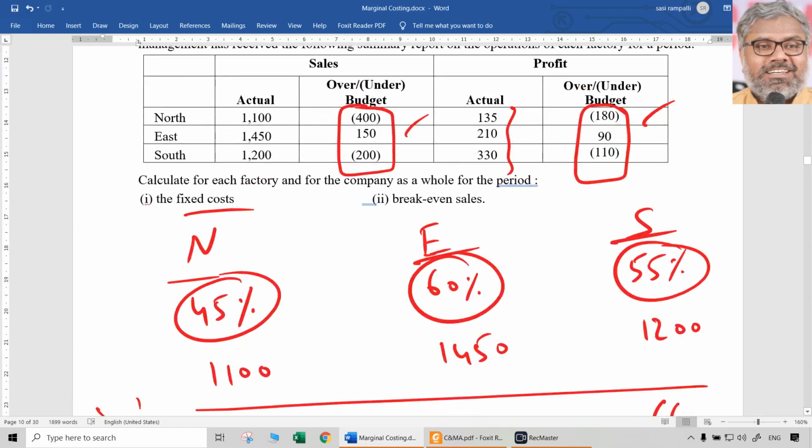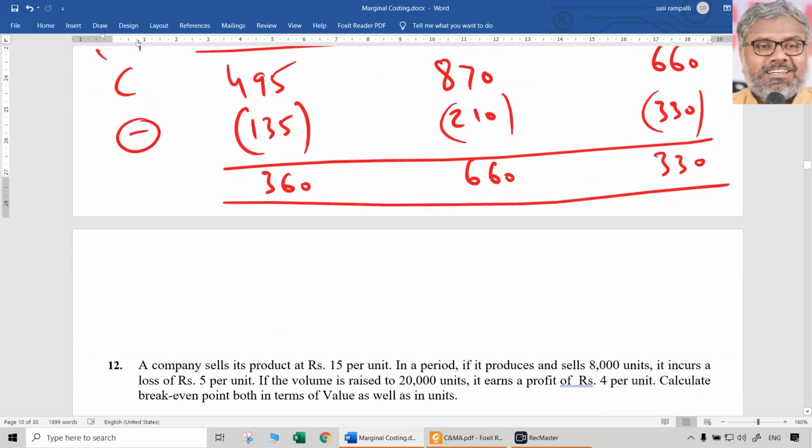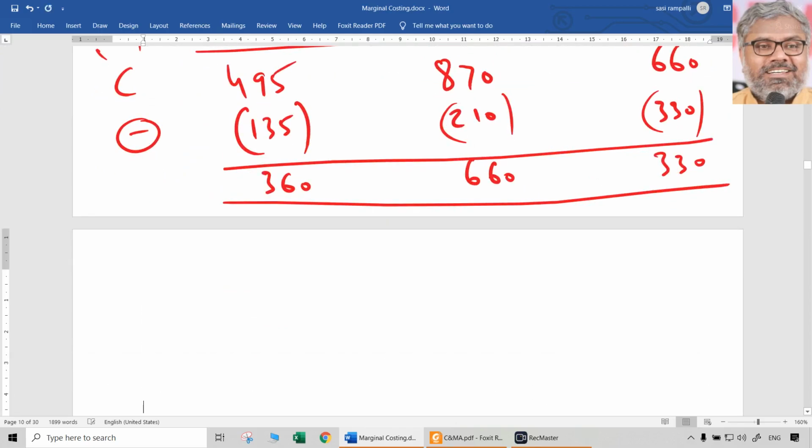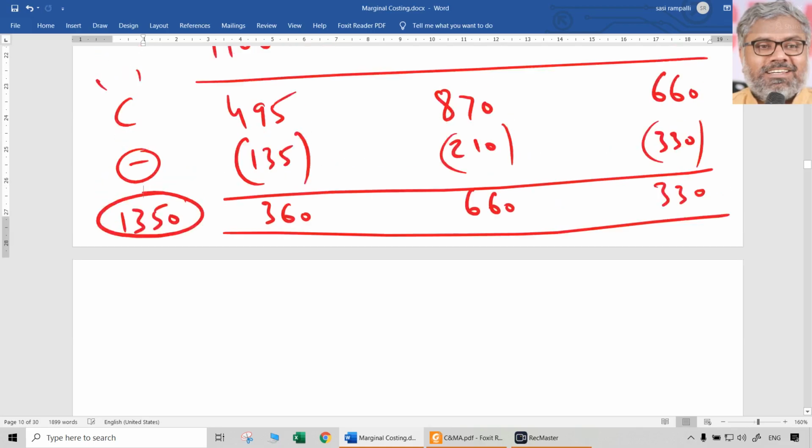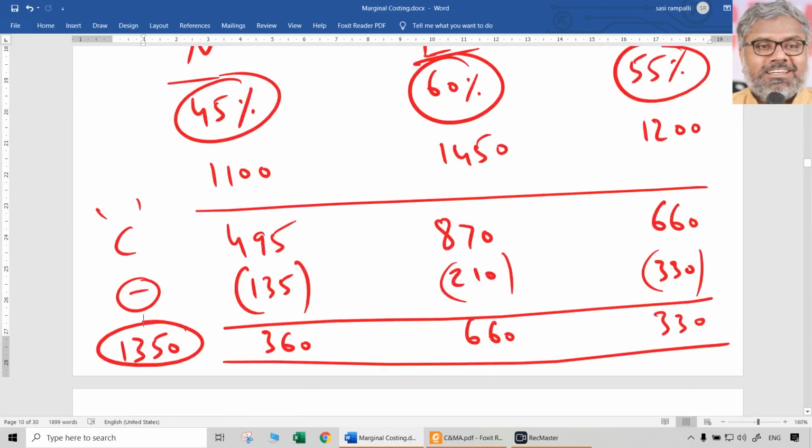For each factory and for the company as a whole also is asked. Okay, fine. For the company as a whole, how to find out? Total them. That's enough. So 360 plus 660 plus 330. How much will be the total fixed cost for the company as a whole? 1350. That's it. But that is not the question over. Break-even sales also is asked.